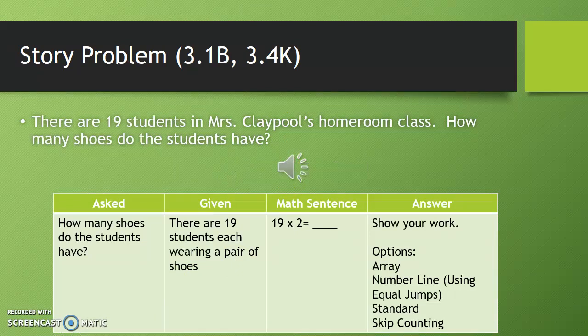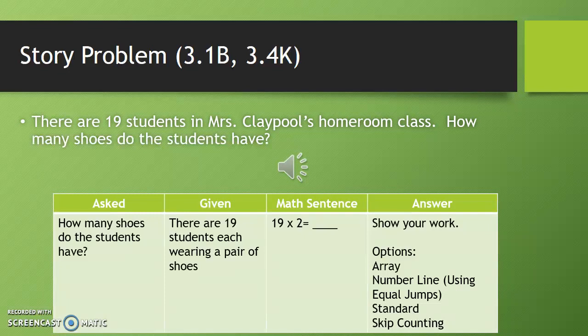Alright, so let's look at a story problem. There are 19 students in Mrs. Claypool's homeroom class. How many shoes do the students have? What we're going to start doing with our story problems is we're going to look at first what is being asked. How many shoes do the students have? Then we're going to look at what the story problem gives us.